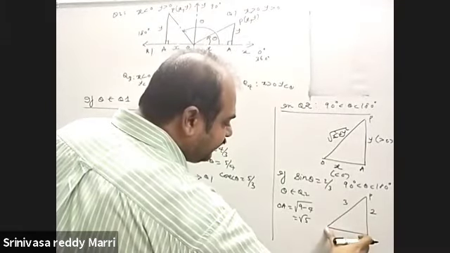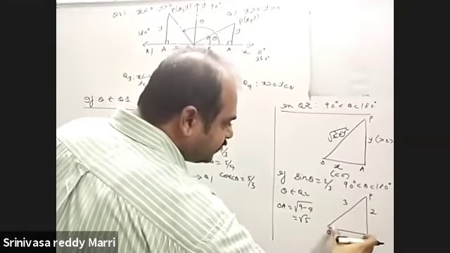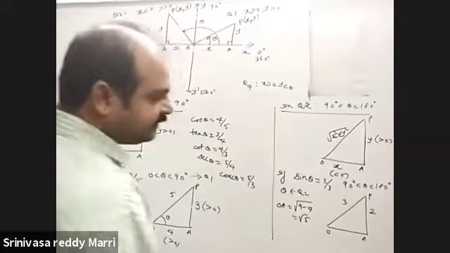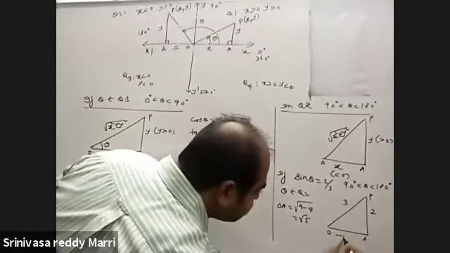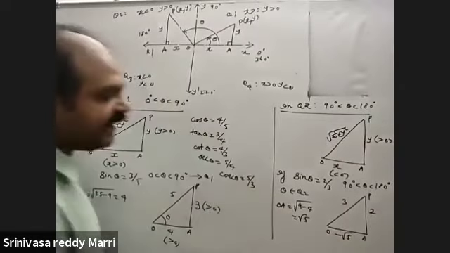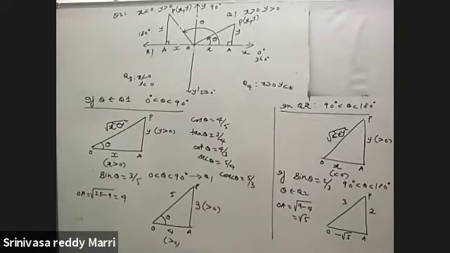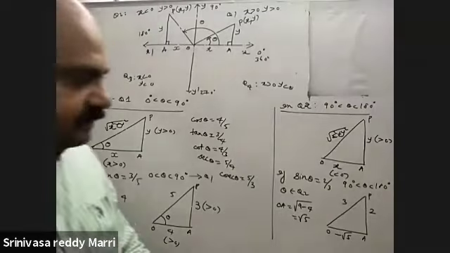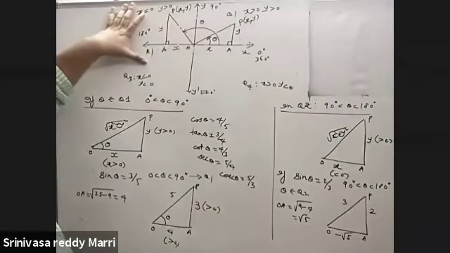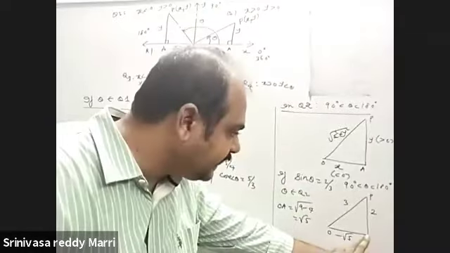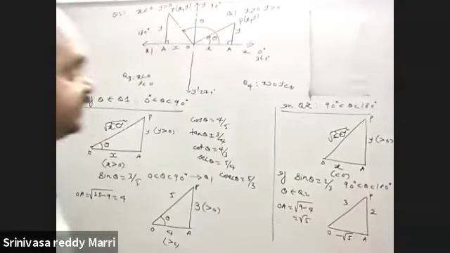But for writing trigonometric ratios, this is X, this is Y. X must be written as minus root 5. If you are not writing minus root 5, you will get a wrong answer. Always in quadrant 2, X is negative. So this horizontal leg you write negative and the vertical leg you write positive.